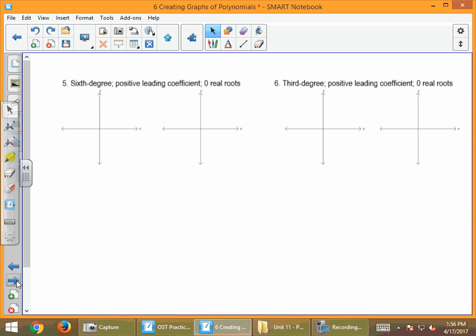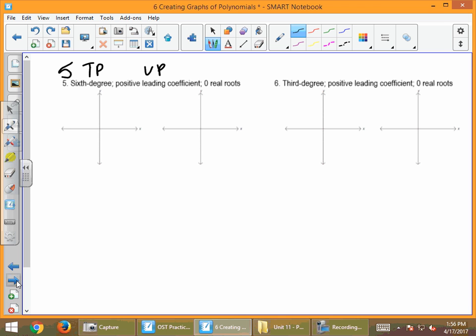Sixth degree, positive leading coefficient, 0 real roots. If it's a 6th degree, how many total max turning points can it have? 5. So there's 5 turning points it can have. Positive, so it's even, so which direction are they both going to point? Up. Both ends are going to point up. And then 0 real roots. How many x-intercepts is it going to have? None. It's not going to touch the x-axis at all.